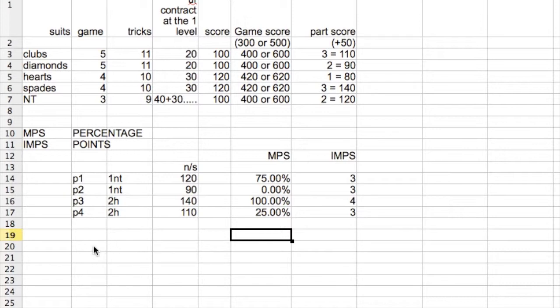Now, if you are vulnerable, let's say you're vulnerable and non-vul.